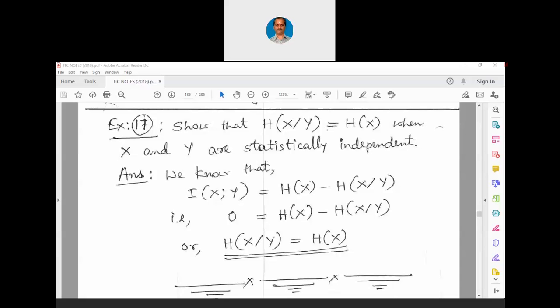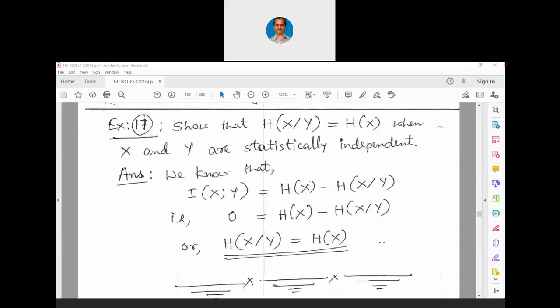So show that h of x slash y is equal to h of x when x and y are statistically independent. We know that mutual information I of x semicolon y is h of x minus h of x slash y. Right? This we had proved also mathematically. Now when x and y are statistically independent, mutual information itself is 0. When mutual information is 0, h of x minus h of x slash y is equal to 0, or h of x slash y is equal to h of x.